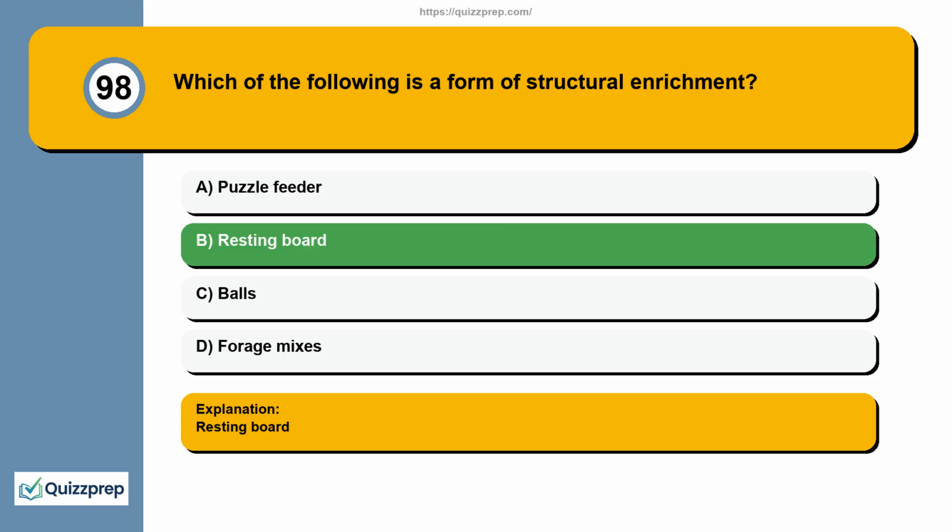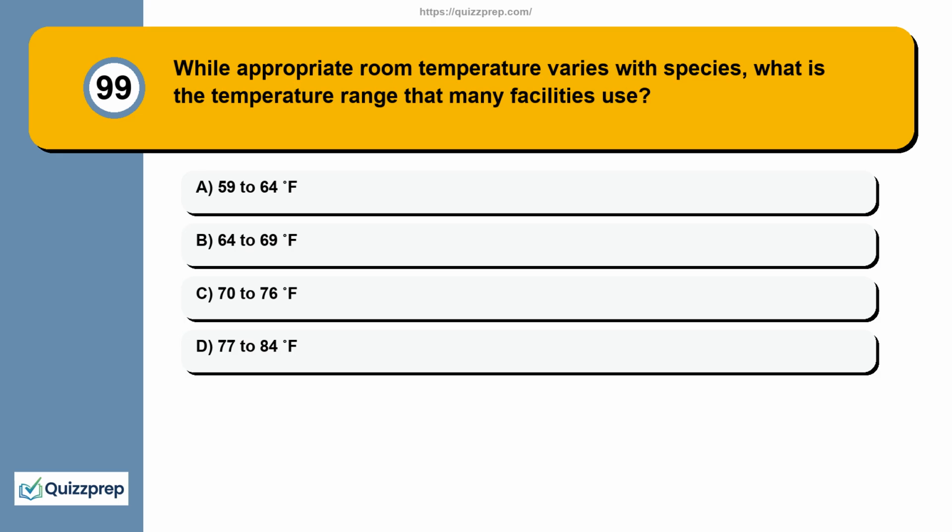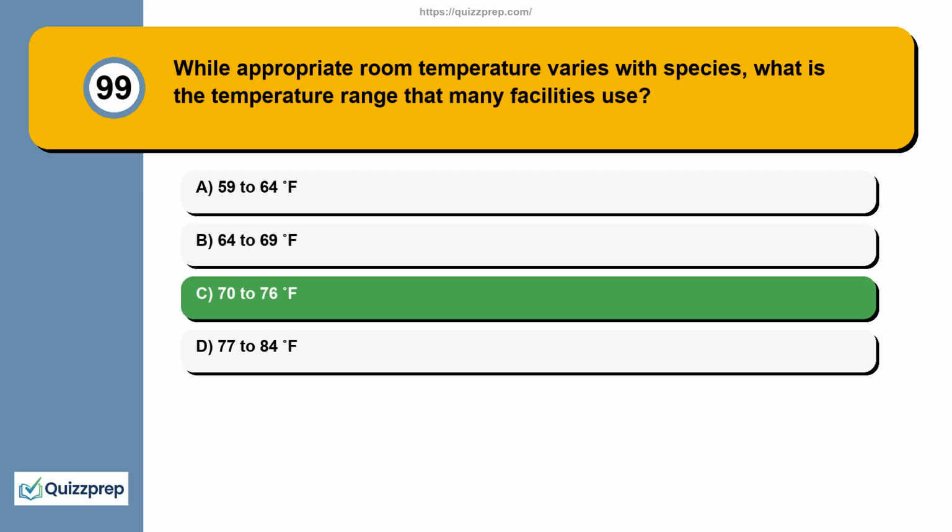Question 99. While appropriate room temperature varies with species, what is the temperature range that many facilities use? Option A, 59 to 64 F. Option B, 64 to 69 F. Option C, 70 to 76 F. Option D, 77 to 84 F. The correct answer is option C, 70 to 76 F.